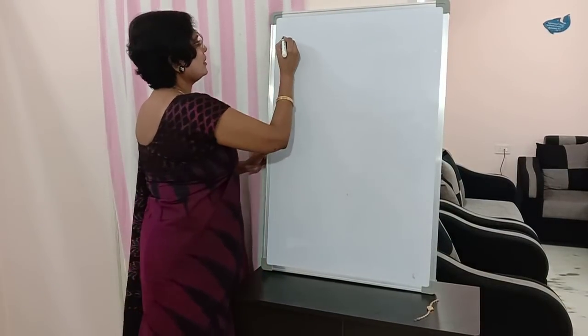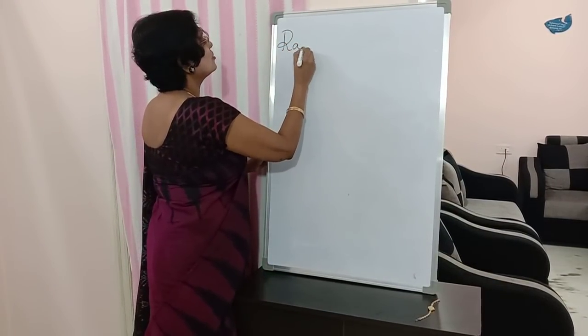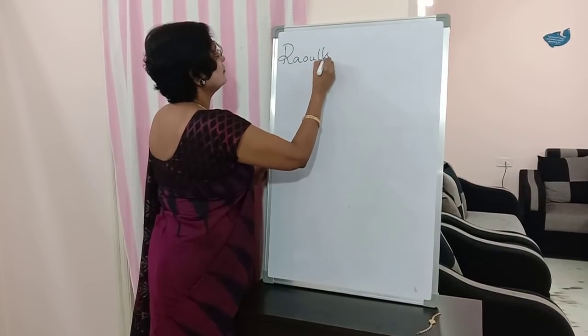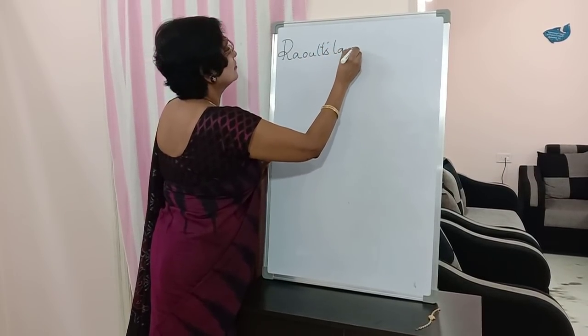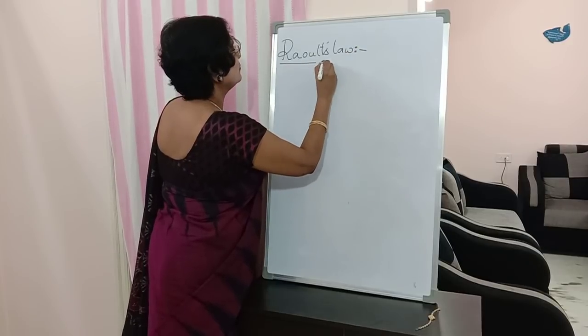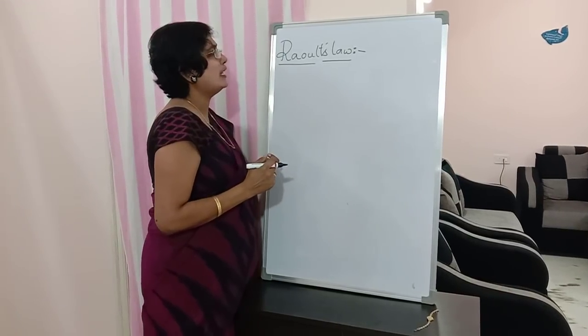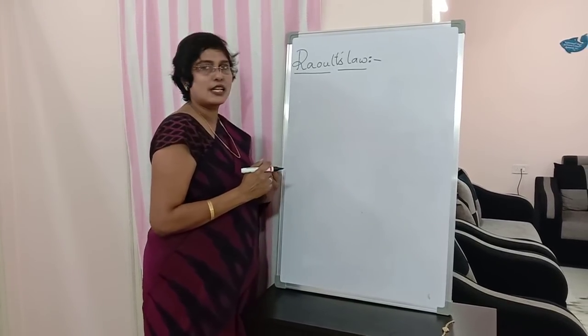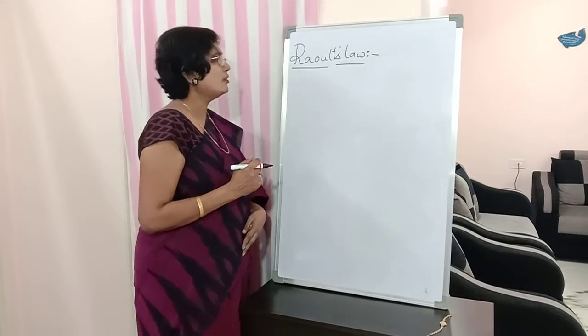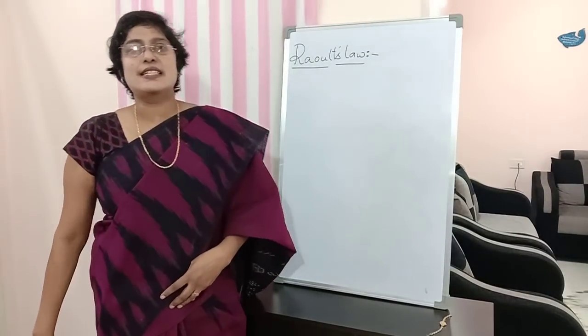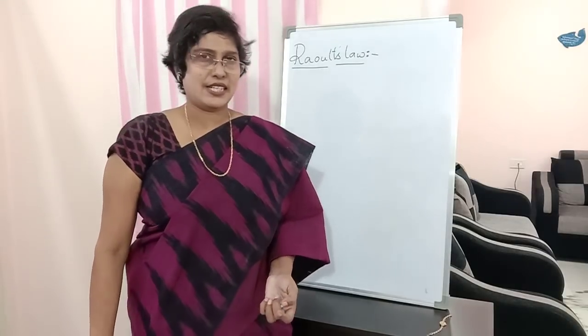Okay students, now this lowering of vapor pressure can be explained by Raoult's law. So kindly continue there, students. Put the side heading Raoult's law. Spelling: capital R A O U L T apostrophe S, Raoult's law. Okay, so let us see what Raoult's law is stating.